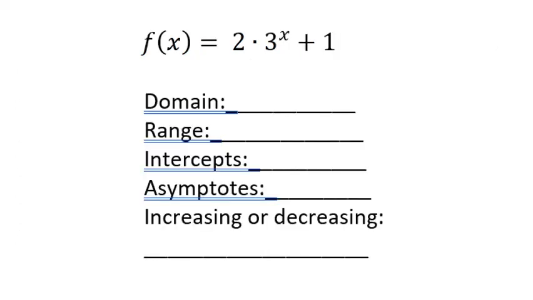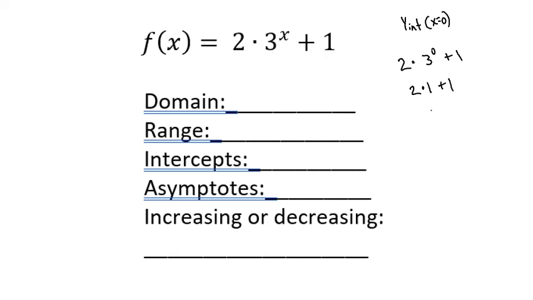Let's apply this information to find the intercept of the given problem. Remember that for the y-intercept, x is always 0. So we're going to replace our x value with 0. So in this case, our problem would look like 2 times 3 to the 0 plus 1. 3 to the 0, we remember, is really 1. So this is 2 times 1 plus 1.